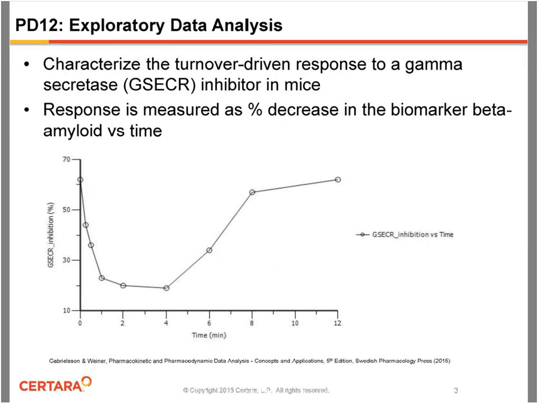Okay, so in this case, we want to characterize the turnover-driven response to a gamma secretase inhibitor in mice. The response is measured as % decrease in the biomarker beta amyloid versus time. And here we have the exploratory plot where we see % inhibition on the y-axis and then time on the x-axis. So we see an onset of the response within the first 1 to 2 minutes, and then an offset of the response after 4 minutes.